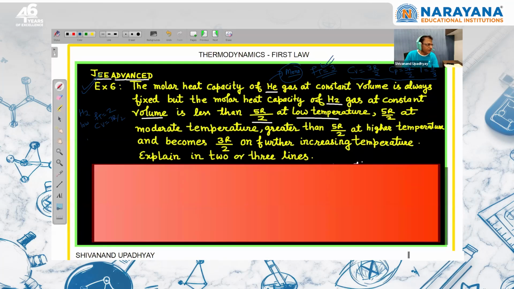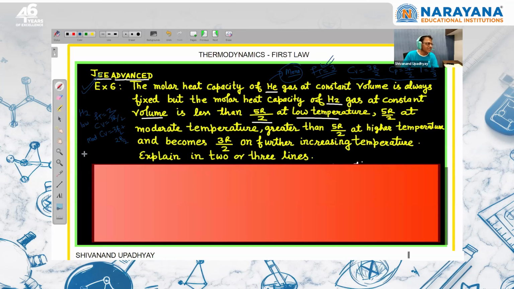When we come to moderate temperature, then the rotational degree of freedom will also be active. So the rotational degree of freedom for a diatomic molecule will be 2. So we can write here 3 into R/2. This is for the translational degree of freedom, and the rotational degree of freedom will be 2, so 2 into R/2. So we can write the value of CV.